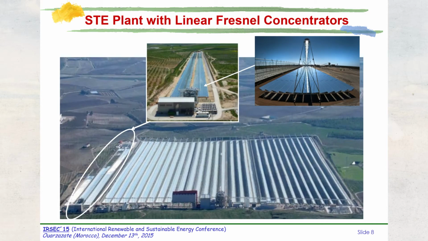And the 4th technology is called linear Fresnel concentrators. In this technology, we have long reflectors with independent rotation axis, and each reflector is reflecting solar radiation onto the receiver tube, which is fixed. So the receiver tube does not move, it's fixed, and the mirrors are reflecting the solar radiation onto this receiver. Once again, the working fluid circulating inside the receiver is heated up because of this concentrated solar radiation.